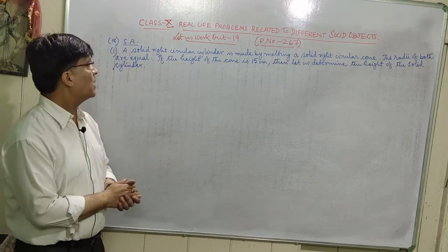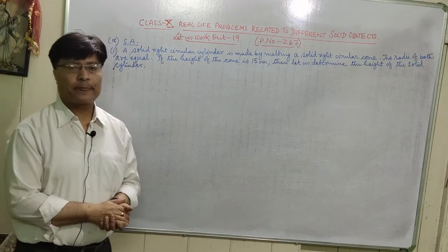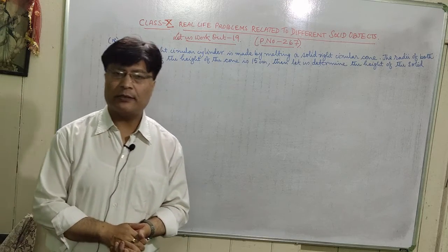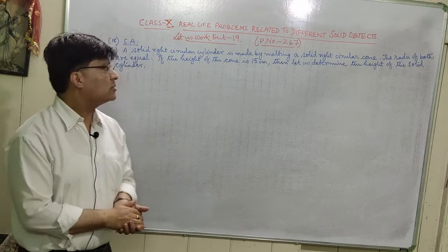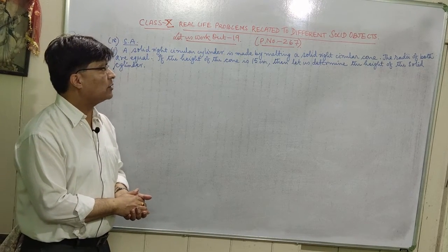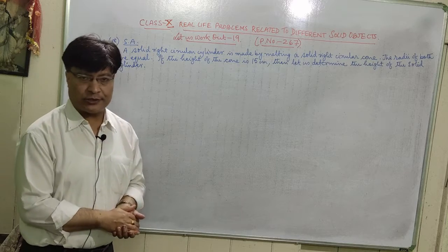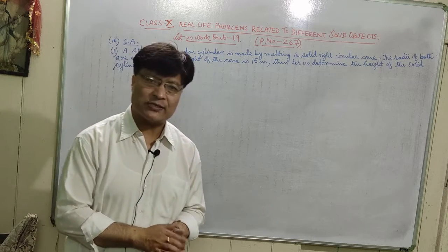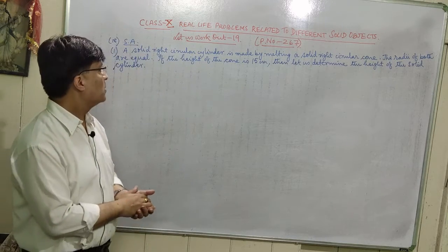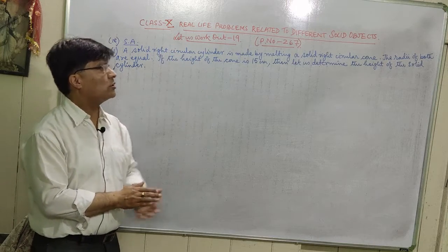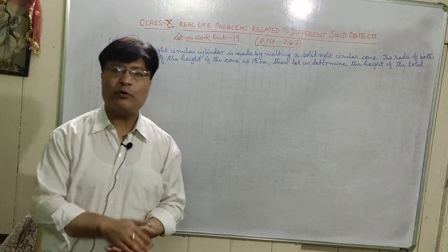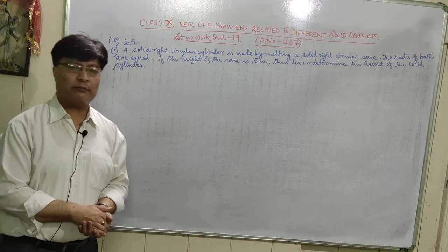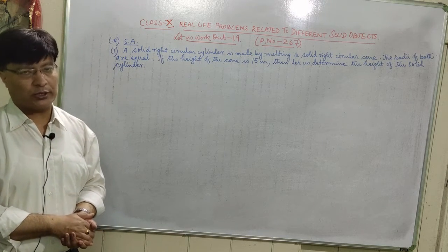So now I am doing class for class 10. The topic is the same topic that we were doing in the last online class, that is real life problems related to different solid objects. So this is your continuation class for the same chapter. So same exercise, let us work out exercise 19, page number 267 from the book Ganit Prakash for class 10 by West Bengal Board of Secondary Education.